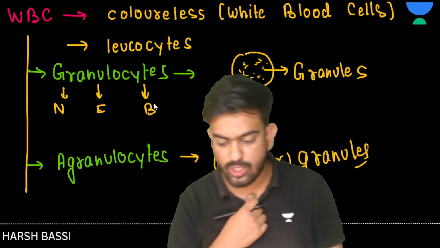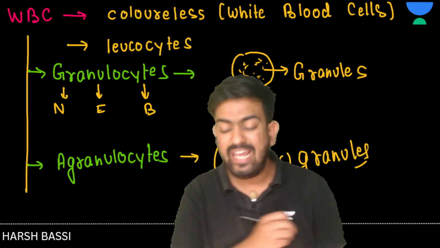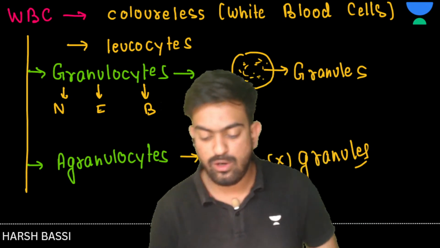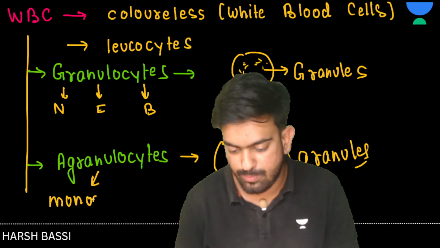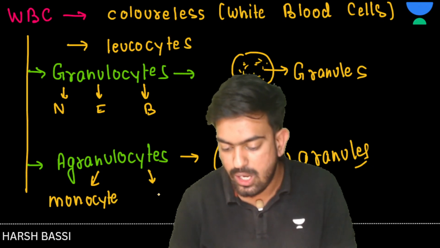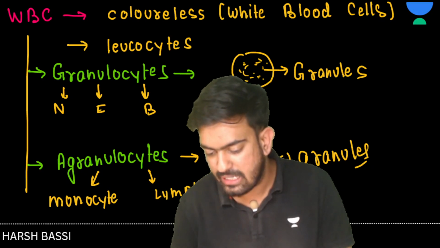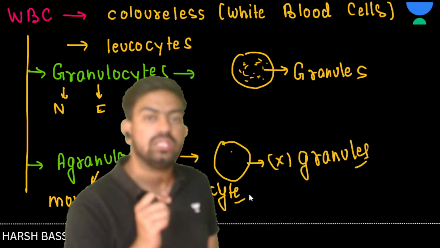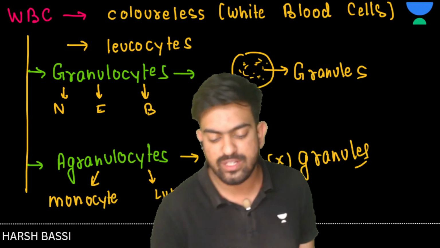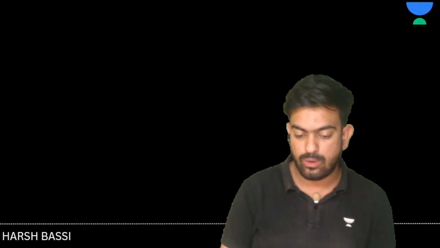Okay. Chalo. In agranulocytes, it is monocyte and lymphocyte. Clear? So this is the types of WBCs which are present in our body. Now let us talk about their functions.